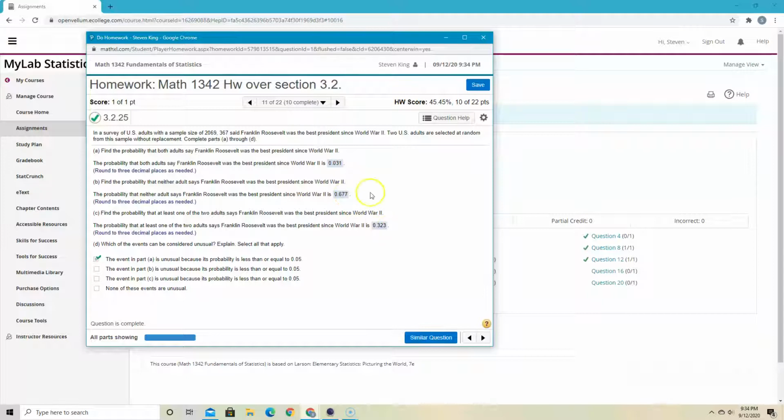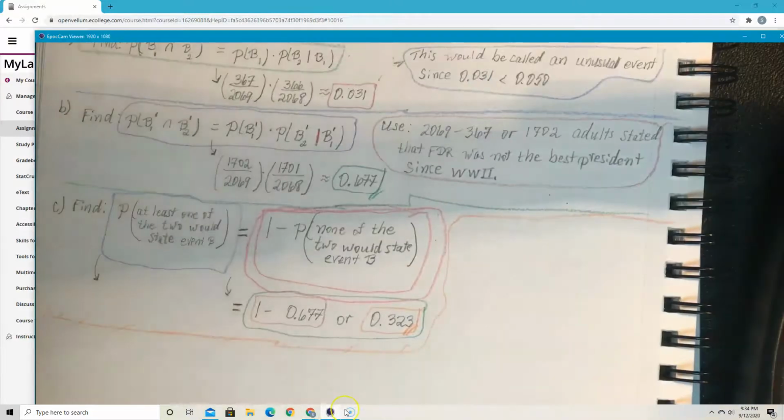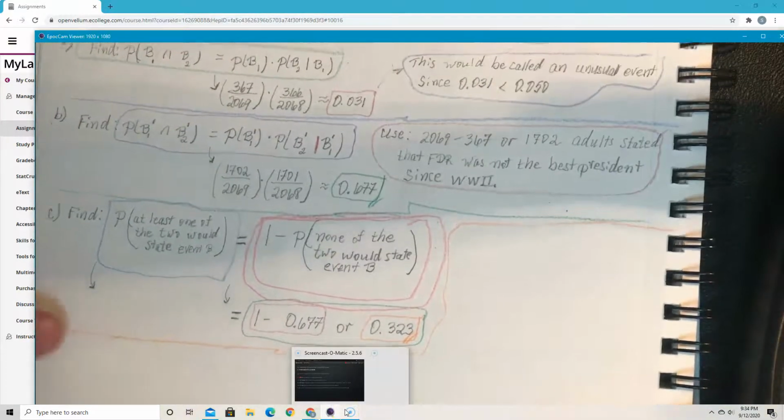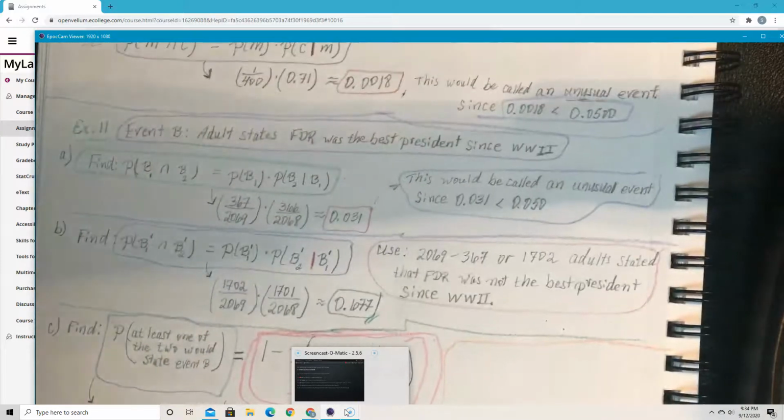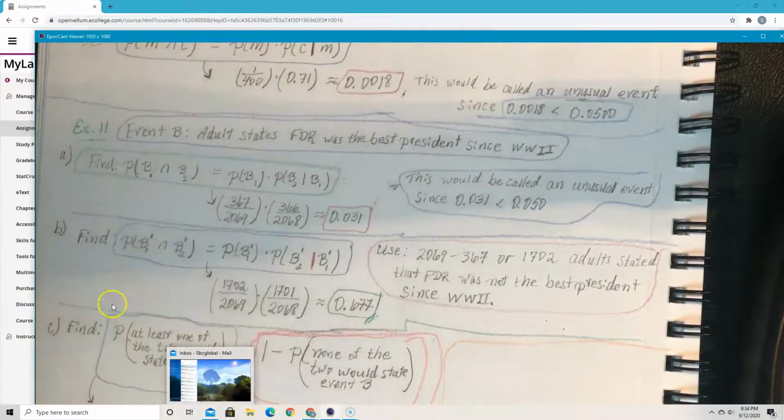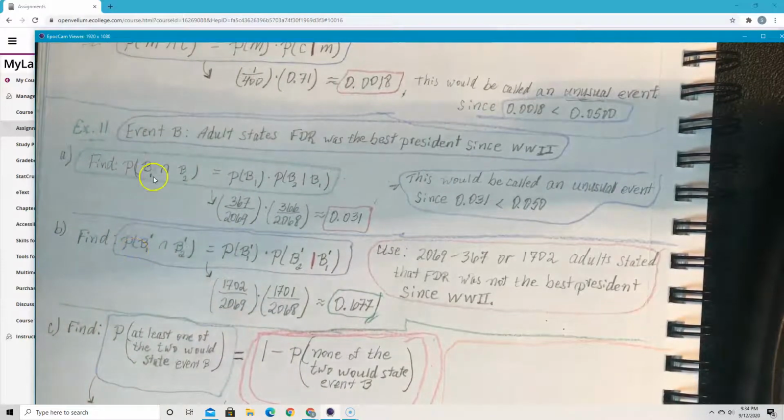Are any of these probability values small enough to be considered unusual? Well, we talked about that already. And we said at letter A, which was the probability that both adults, the first adult selected, the second adult selected, would state FDR was the best president, was 0.031. That is less than 0.05.